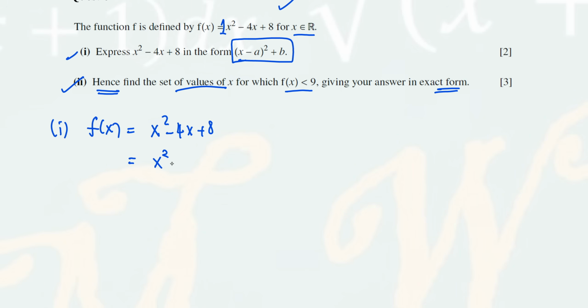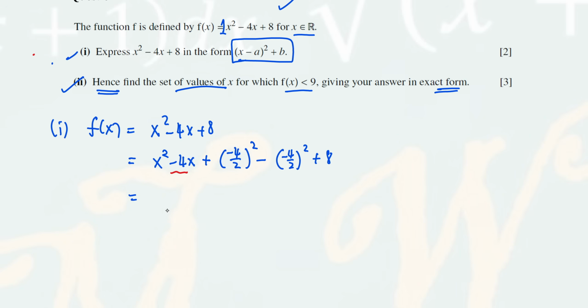So that means here we need to rewrite the first two terms. After that, you add the square of the bracket and subtract the square of the bracket. After that, just rewrite the plus 8. So the term inside the bracket will be half of the coefficient of x, which is minus 4, over 2.